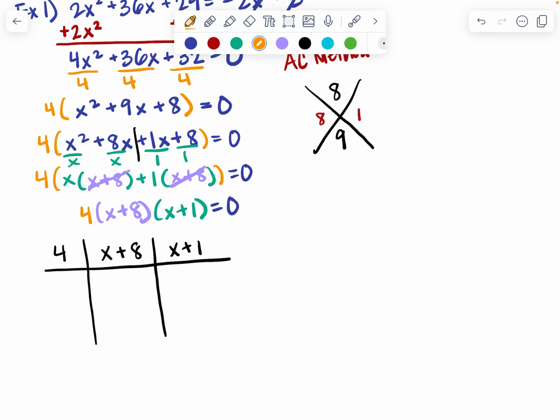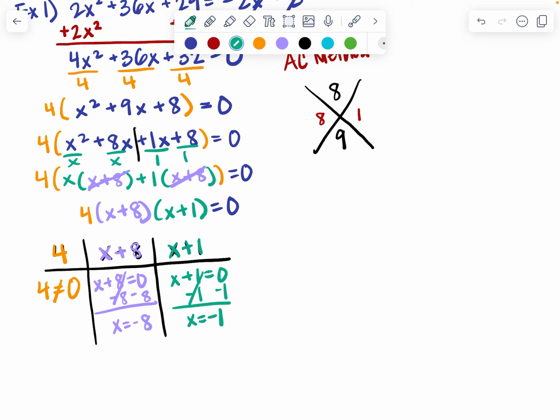So first, 4 does not equal 0. So that's not going to be one of our answers. x plus 8, we can set that equal to 0. Subtract 8. x equals negative 8. And then x plus 1, we're going to make that equal to 0. And x equals negative 1. So my solutions are negative 8 and negative 1.